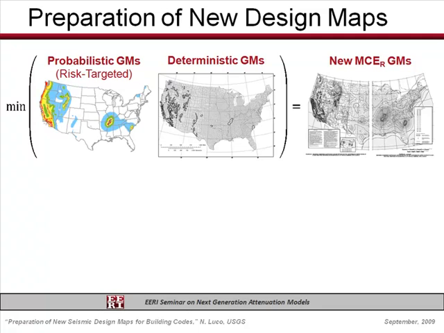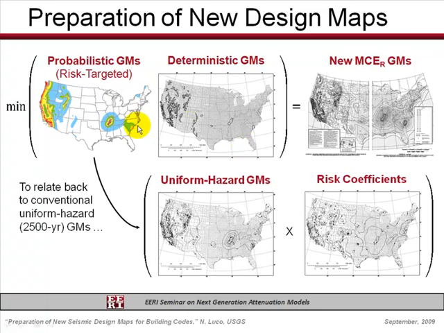And so this is sort of the summary slide that shows that we're essentially computing probabilistic ground motions in the site-specific procedure and a corresponding map, a risk-targeted ground motion map, as we develop these new design maps. Deterministic ground motions and a corresponding map. We take the minimum of these location by location, and we get a new maximum considered earthquake sub-R, or risk-targeted maximum considered earthquake ground motion map for design purposes.